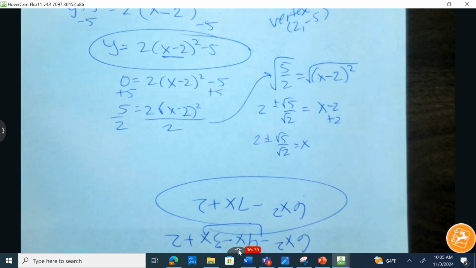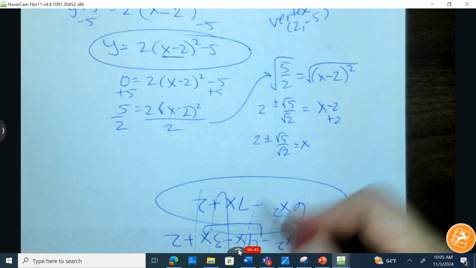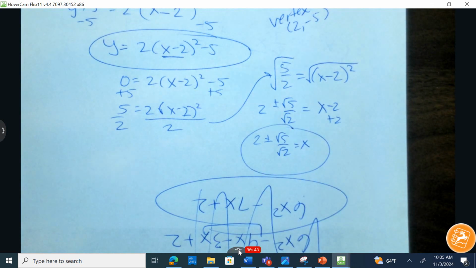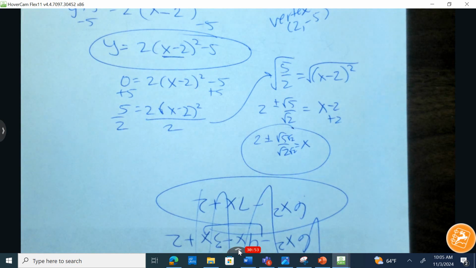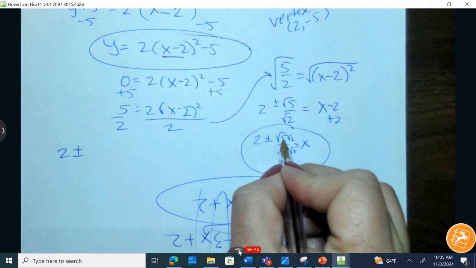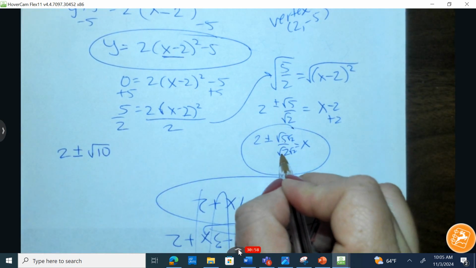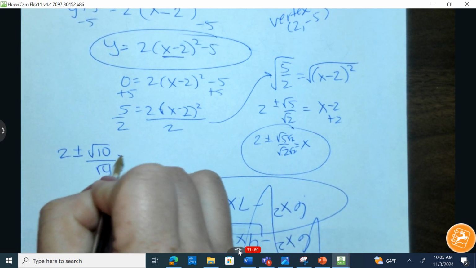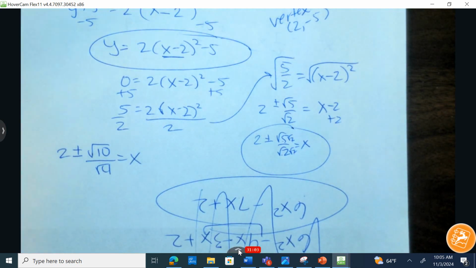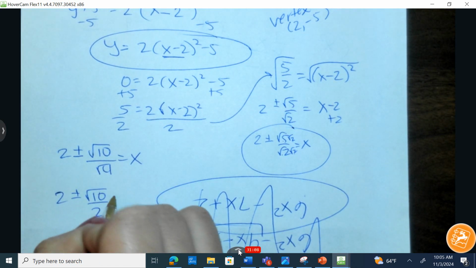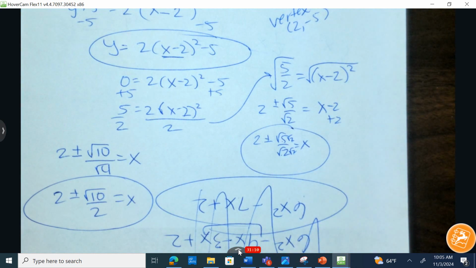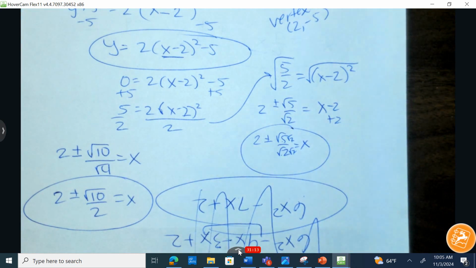Now mathematically this is right, but at this level you need to understand that this is not in proper form. We don't want to leave a final answer with a radical in the denominator. So we're going to rationalize the denominator. What does that mean? It means we're going to multiply the top and the bottom by the square root of 2. So I have 2 plus or minus, root 5 times root 2 is root 10. Root 2 times root 2 is 2. Well, now I'm able to simplify. Those are the two x-intercepts for this problem.